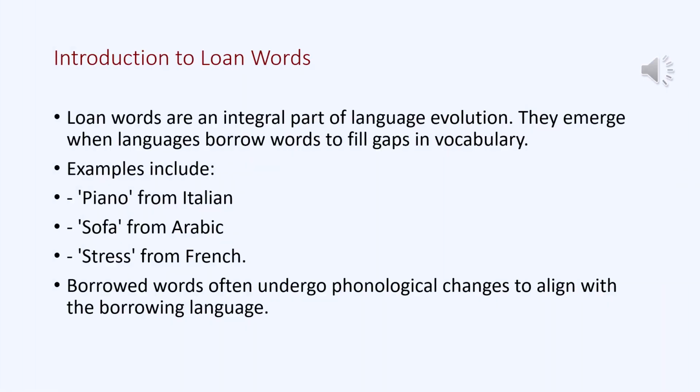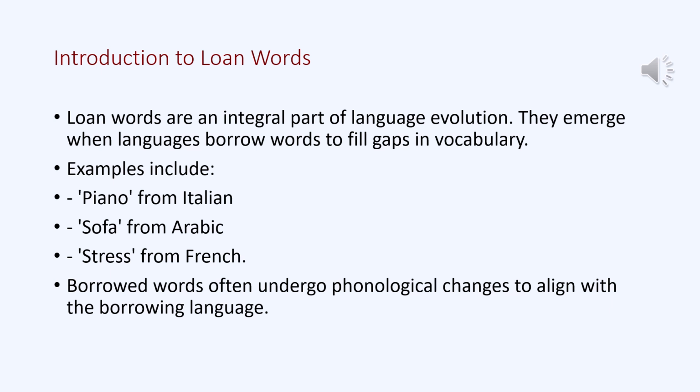Now, first, we need to understand what loanwords are. Loanwords are words that are borrowed from another language, a foreign language, to compensate for the lack of this concept in the source language. So maybe in English there wasn't a word for an instrument that plays music, so we borrowed this word from Italian, which is piano. We borrowed the word sofa from Arabic, and then borrowed the word stress from French.